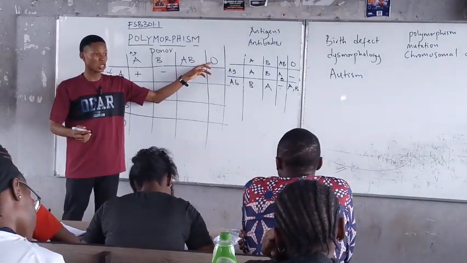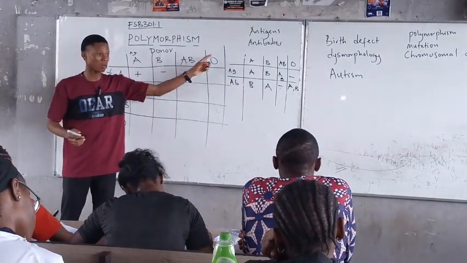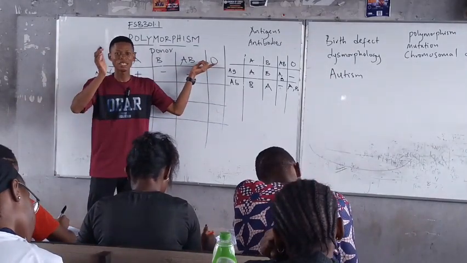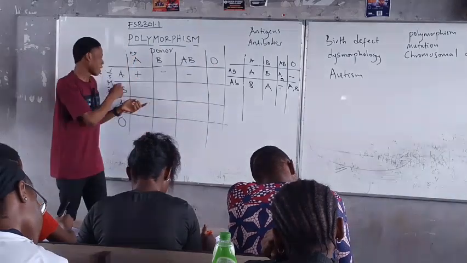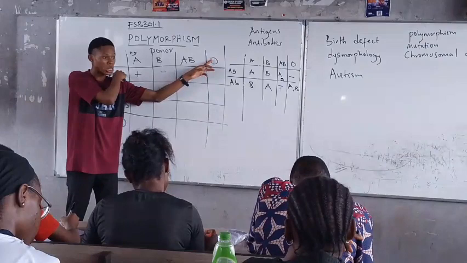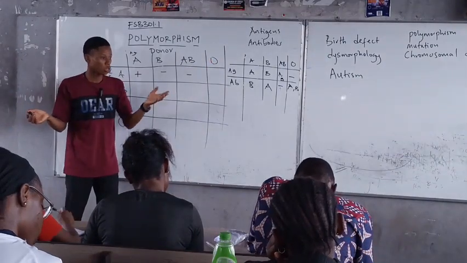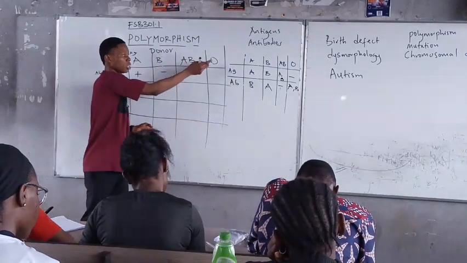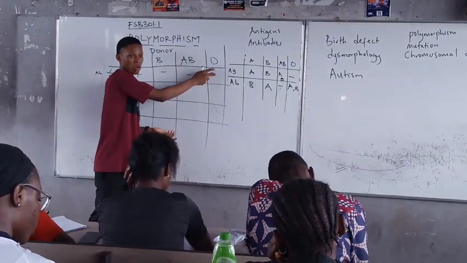But here there is no antigen. Nothing to fight against. Remember, antibody is fighting against antigen. But this one does not have any antigen. So whether we have antibody, anything here, it cannot fight against no antigen. Cannot fight against air. Do you get? Here there is no antigen. Here is antibody B. Antibody B cannot fight against no antigen. So plus or minus?